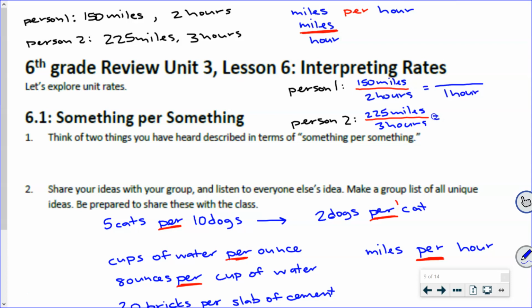Work with your groups now. Answer these questions. Use your calculator. How fast are each of these people going to be going towards my house on Thanksgiving Day? Working with your groups to find these calculations. I want to know per 1 hour.